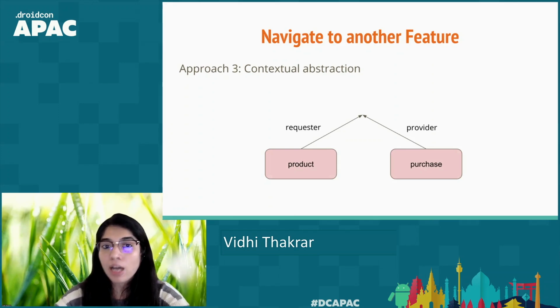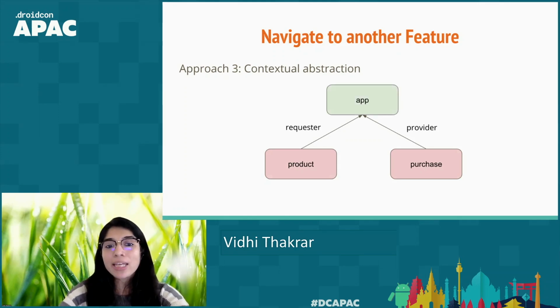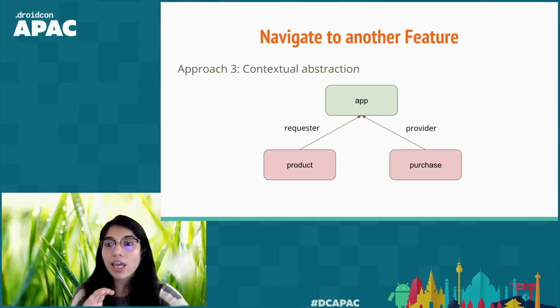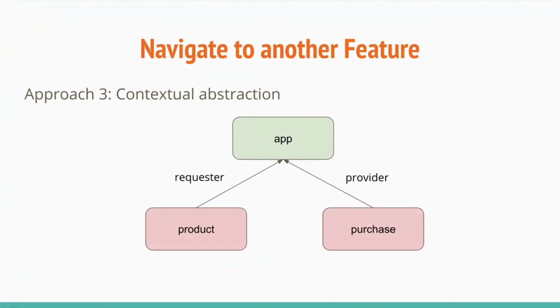So if you remember our modularized architecture where we have said that app is like a container which knows about all the modules, then app can act as a bridge between these two and also can act as an orchestrator, which is orchestrating the feature interaction. So here, what app can do is, app can say that, okay, I can fulfill the request for product by using the service provided by purchase, and hence, from the product, user can navigate to the purchase feature. So that is how this approach will try to solve this particular problem.